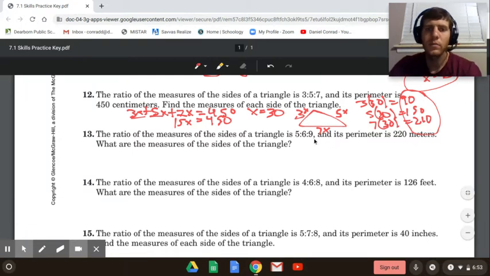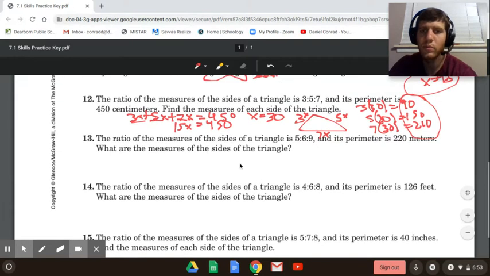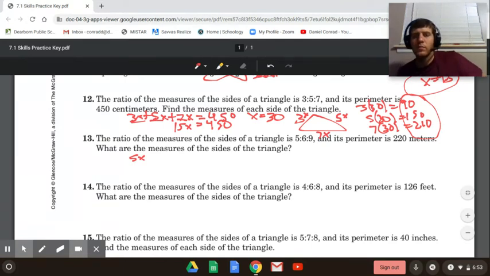Okay, the next one's pretty much the same. So let's just do one more here. So again, it's 5 to 6 to 9. So you would say 5x, right? We know the ratio is 5 to 6 to 9. We don't know what multiple. Is it 5 meters, 6 meters, and 9 meters? Is it 10 meters, 12 meters, and 18 meters? It's some multiple of the ratio.